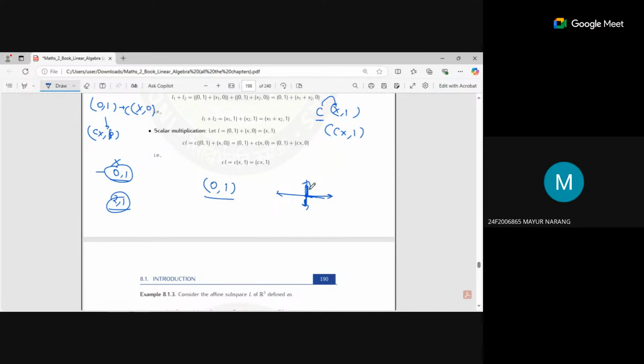For multiplication, you can multiply by 0. Suppose you are multiplying any (x, 1) with 0. What will you get? (0, 1). This should be your zero vector, but instead of the zero vector, you got (0, 1), so this is your translatory point again. Similarly, you can remove this, perform the scalar multiplication in the subspace, and then come back.